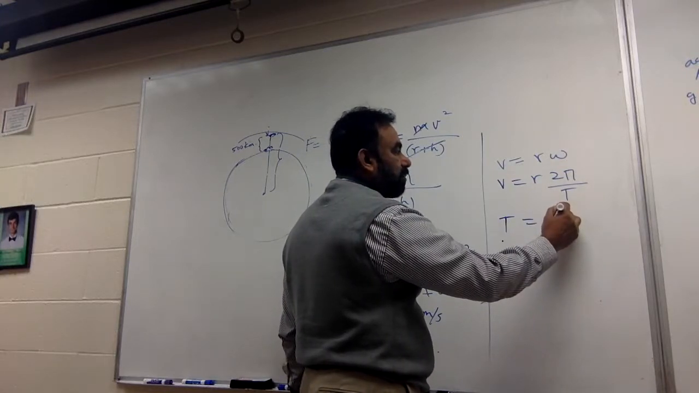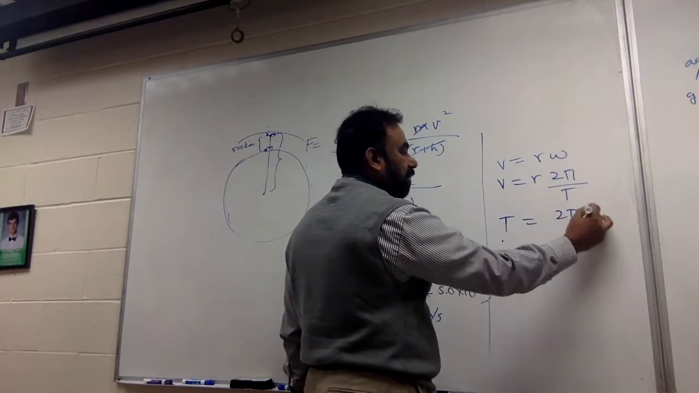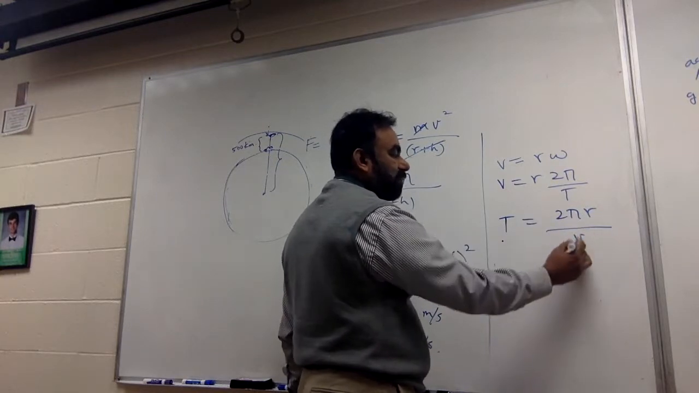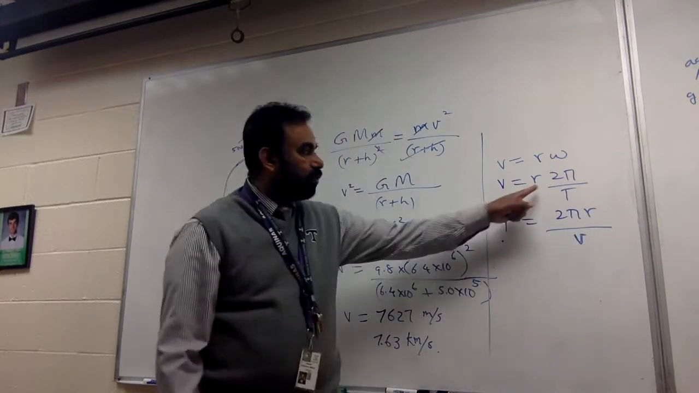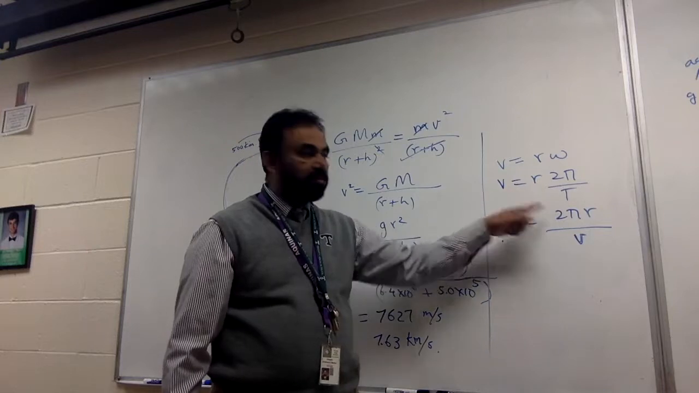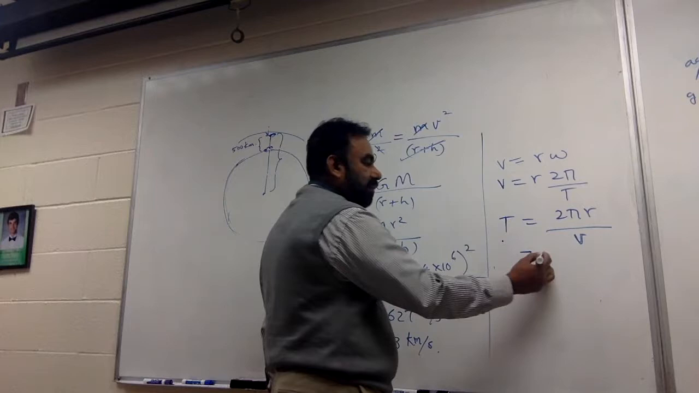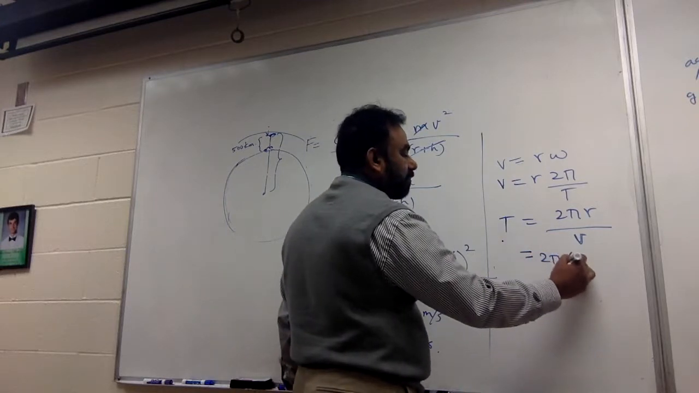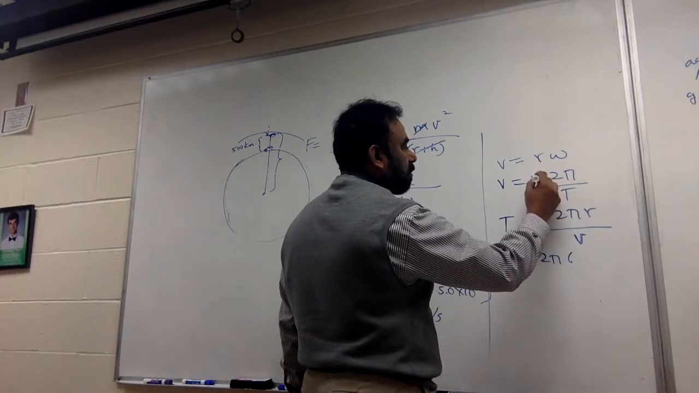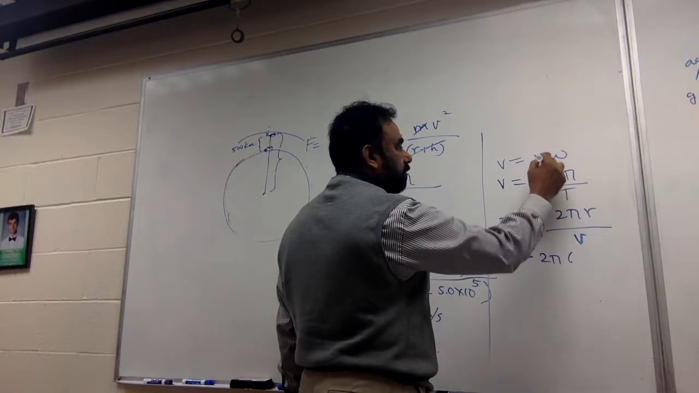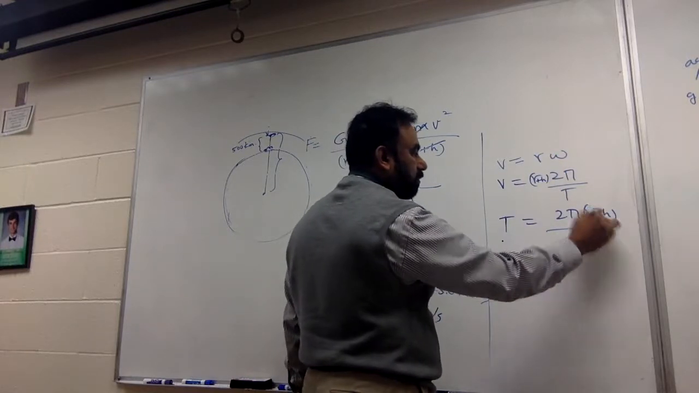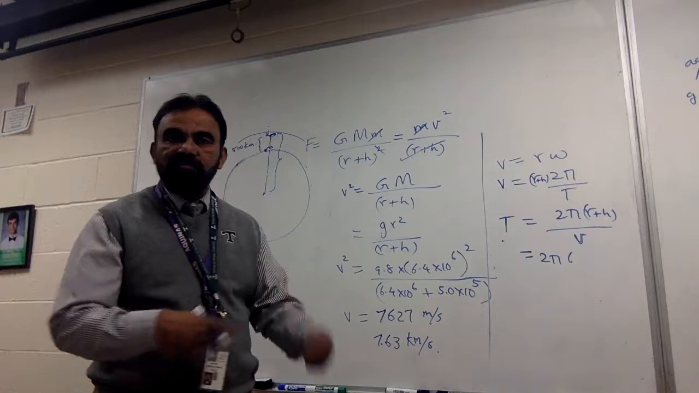Time period is equal to 2 pi r, which is the circumference, divided by the speed. That will give you the time period, how long it takes. Can you find this out? 2 pi times r. Well, it's not r, it's r plus h, because the total circumference is going to be that.